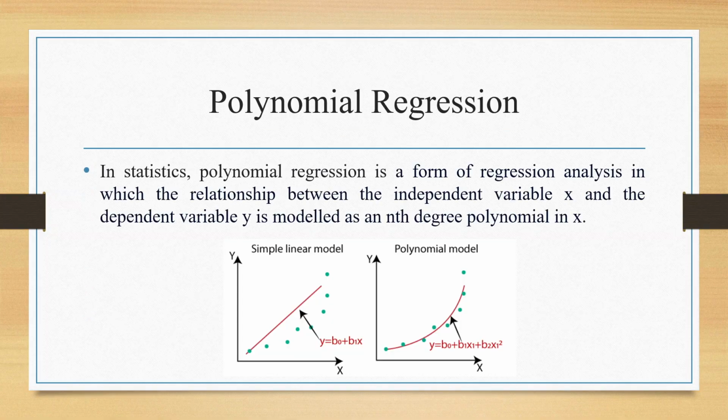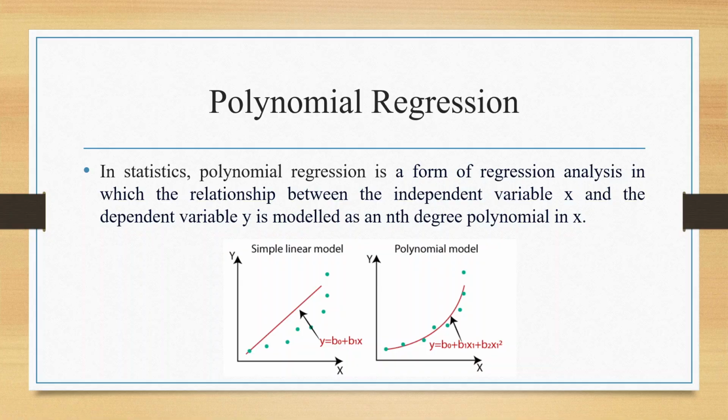What do you mean by polynomial regression? It is a form of regression analysis in which the relationship between the independent variable x and the dependent variable y is modeled as an nth degree polynomial. See here, y is equal to beta 0 plus beta 1 x. In case of polynomial, we are taking it can be x1 square, x2 square, that way.